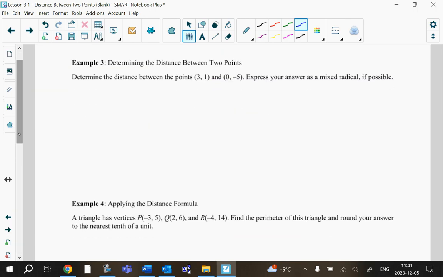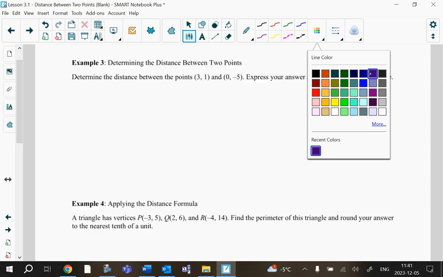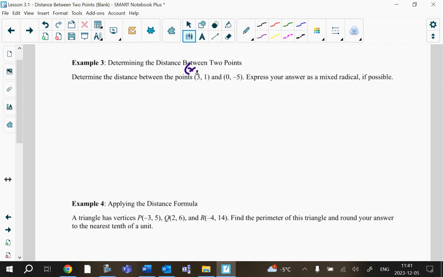So let's practice using this formula. It doesn't matter which one you call x1, y1, and which one you call x2, y2. It doesn't matter. But just, this is the one that's first. So I'm going to call this one x1, y1. And I'm going to call this one x2, y2. So to find the distance between those 2 points, well, I have to take the second x minus the first x, according to the formula. 0 minus 3. Then I have to take the second y minus the first y. Negative 5 minus 1.